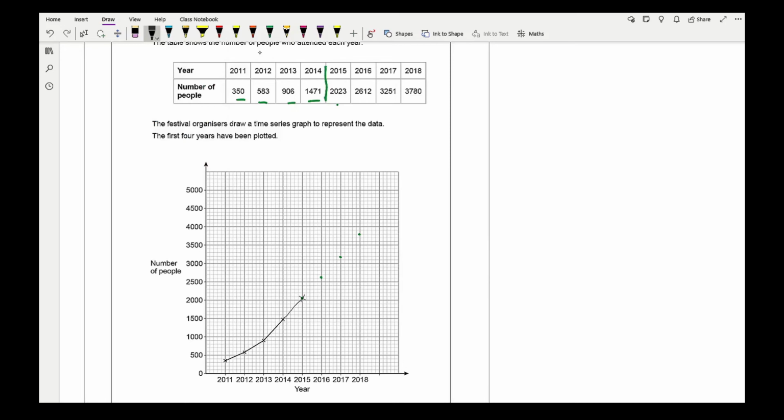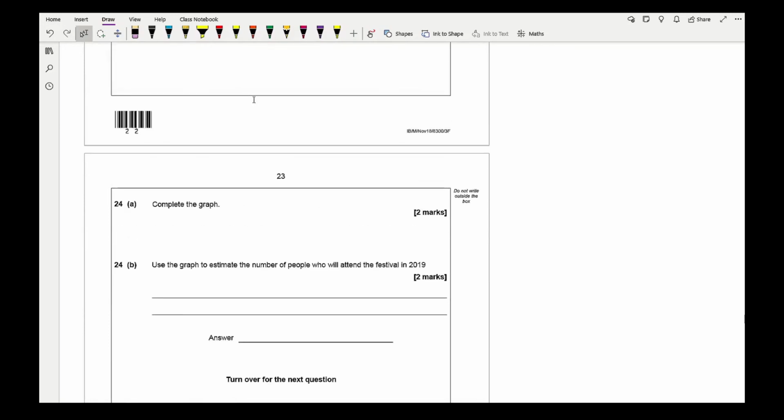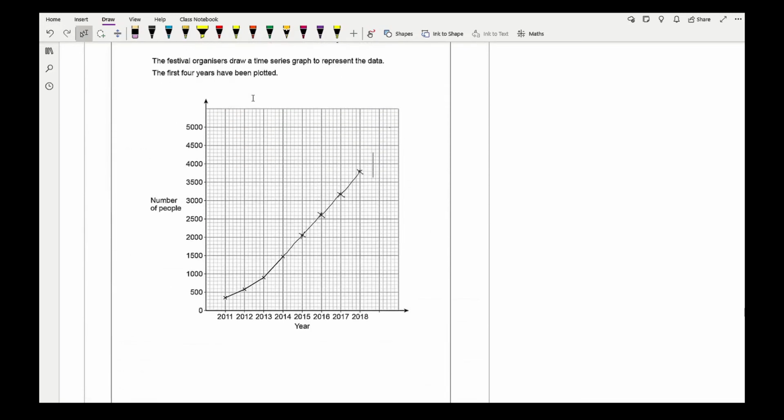Again, could put X's in terms of where it needs to be. Like so. With question 24b, it says use a graph to estimate the number of people who will attend the festival in 2019. Now for this, what we need to do is continue the line of where we think it's going to be. Now, in terms of the direction it's looking at, it's probably looking somewhere around there, or even going as far as there.